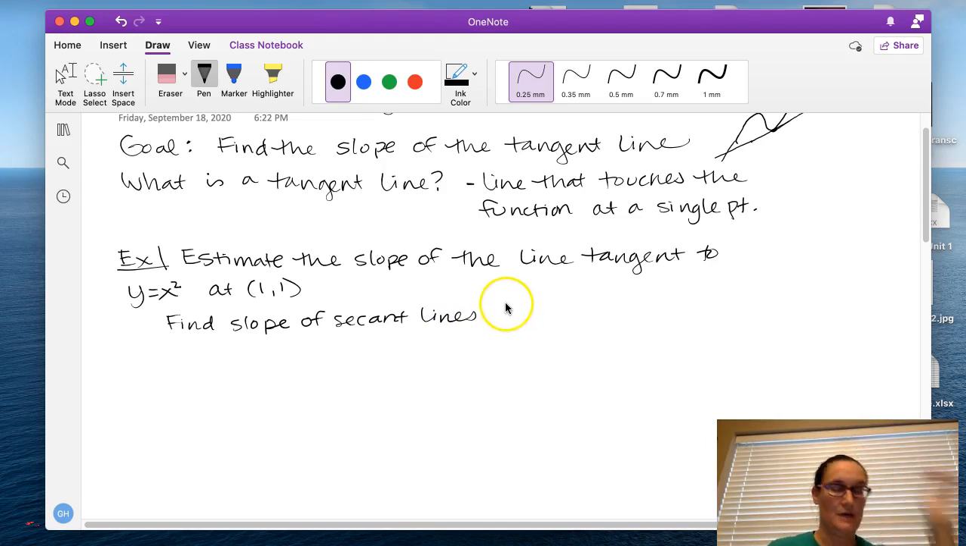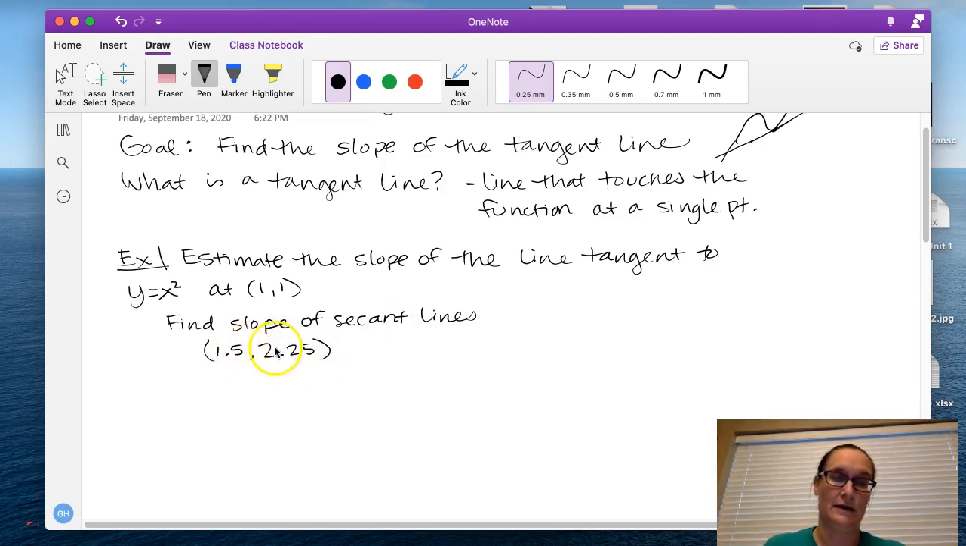So we're going to pick a point somewhat close to 1. Maybe we could pick 1.5. All right, so it's not too far away. And the y value for that is 2.25. So how did I get the y value for that? 1.5, plug it into x squared. Our function is x squared. So my y value is going to be 1.5 squared. Sorry, I probably should have explained that before. I just wrote down 2.25.